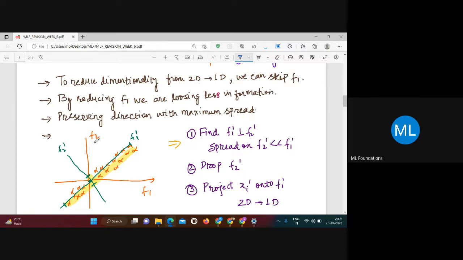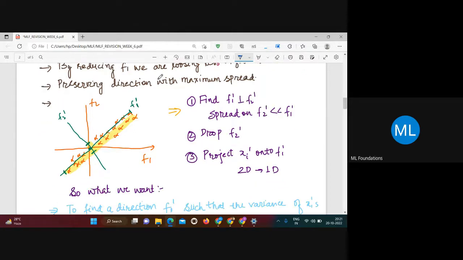Now we are preserving the direction with the maximum spread. Preserving the direction of the maximum spread means, for example, in the earlier example, we just preserved F2. F2 was the feature where the variance was maximum.